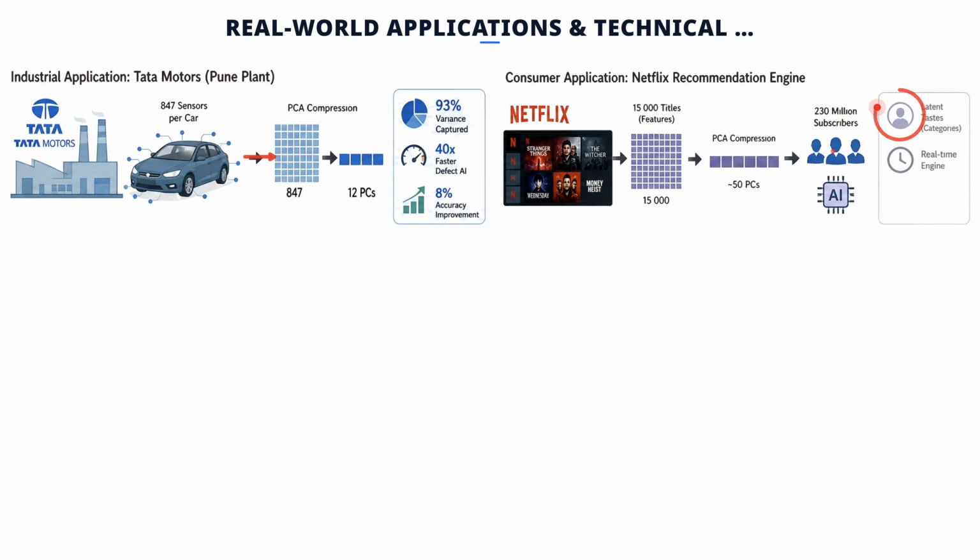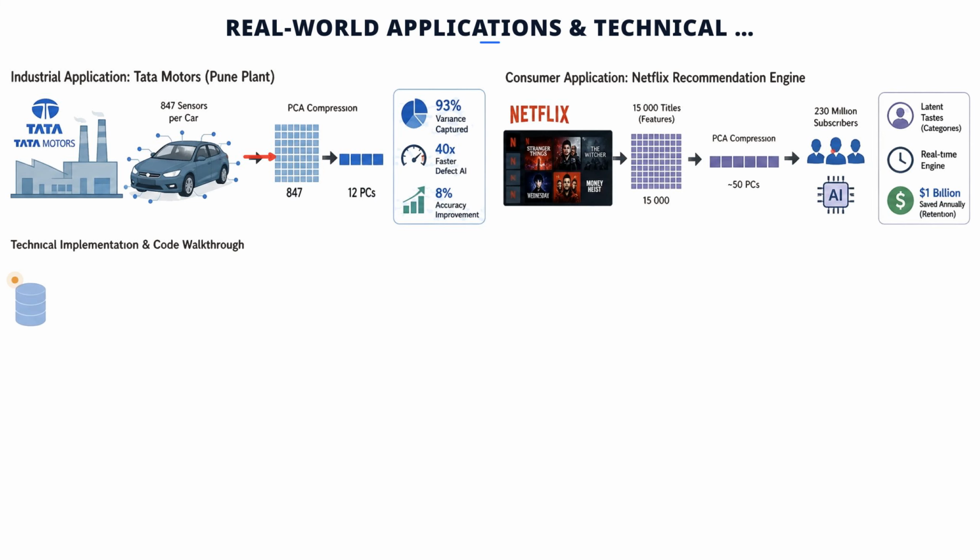These components represent latent tastes. While the math doesn't name them, they function as categories like action versus drama. This compression allows their recommendation engine to run in real time, which saves an estimated $1 billion annually. Let's walk through the technical implementation.